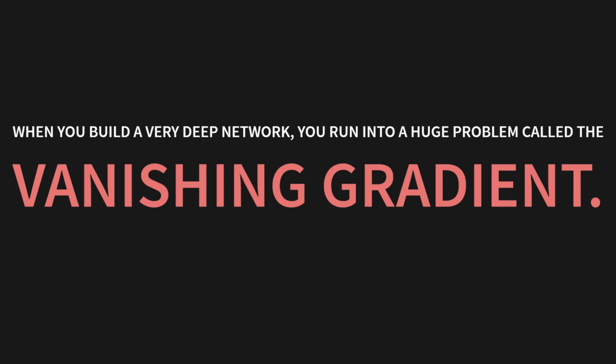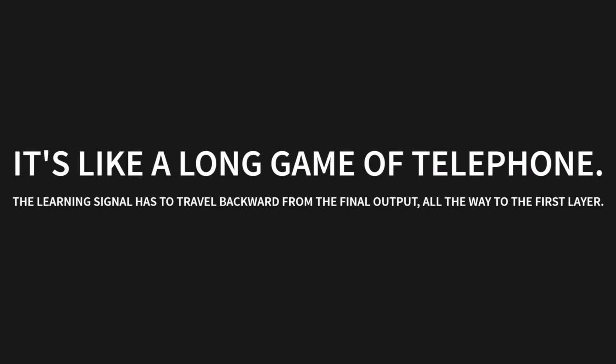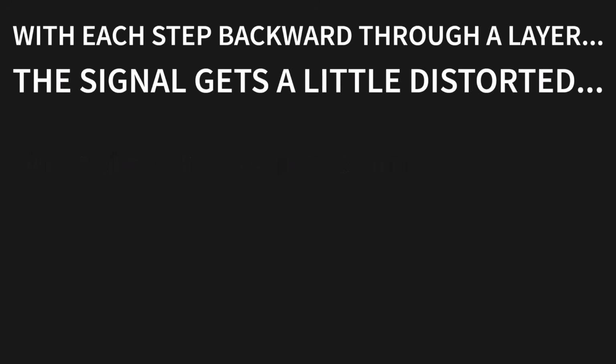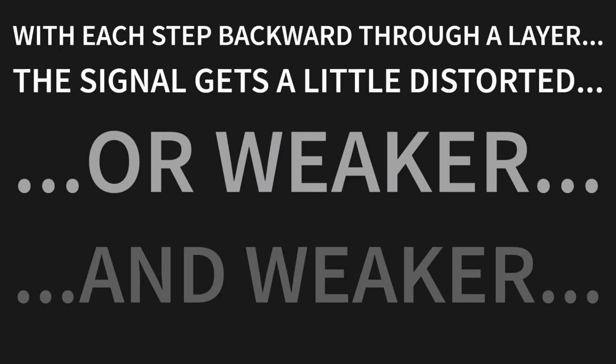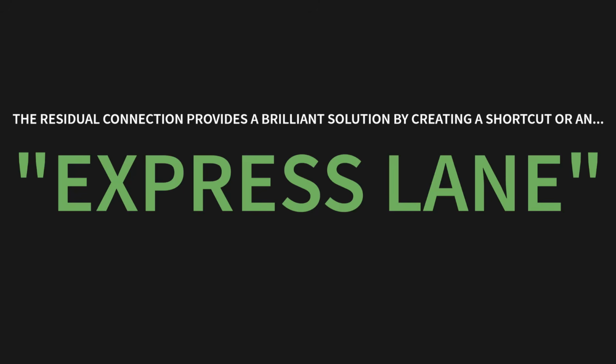Well, when you build a very deep network, you run into a huge problem called the vanishing gradient. It's like a long game of telephone. You know how that works, right? The learning signal has to travel backward, all the way from the final output through every single layer back to the very first one. With each step backward through a layer, the signal gets a little distorted, or weaker, and weaker, until it has vanished. The early layers of the network learn absolutely nothing. The residual connection provides a brilliant solution by creating a shortcut, or an express lane.